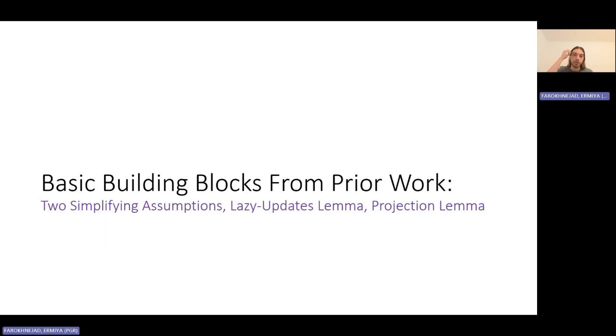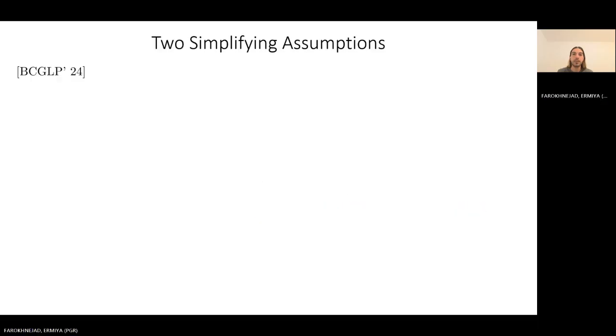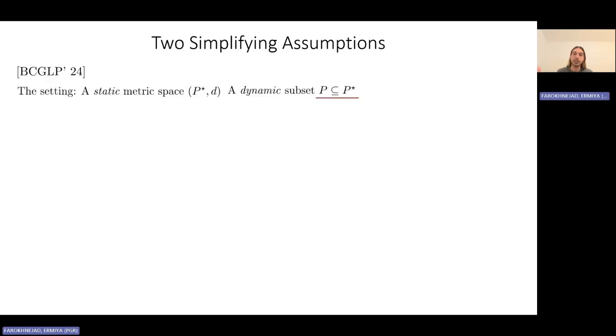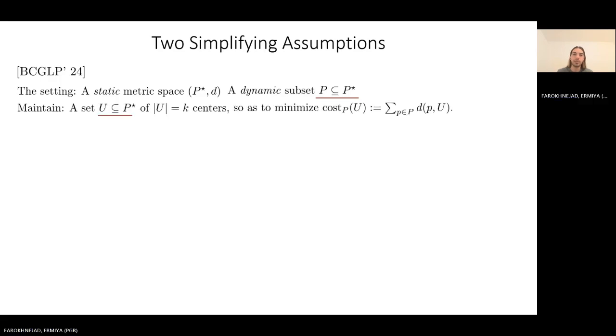All right. Now I'm going to talk about some of the building blocks that we use from the prior work in this paper. I start with 2 simplifications. The first one is called improper k-median. The setting that we consider is that there exists a ground metric space, which is a static metric space, P star, and the dynamic space is always a subset of P star. And now the algorithm can open any center from anywhere in the ground metric space. So the solution of the algorithm, which is U, is not necessarily a subset of the dynamic space. It can be a subset of the ground metric space. This is called improper k-median.